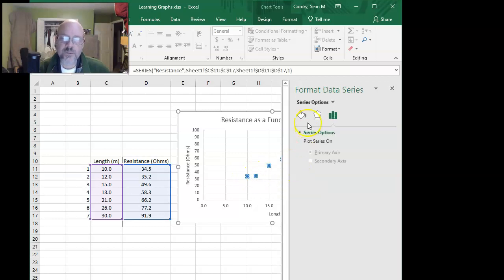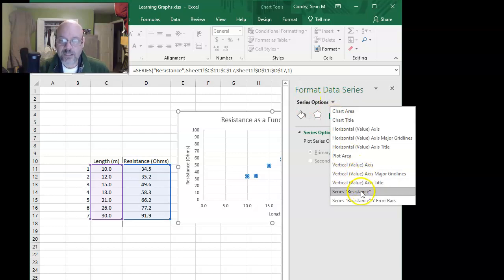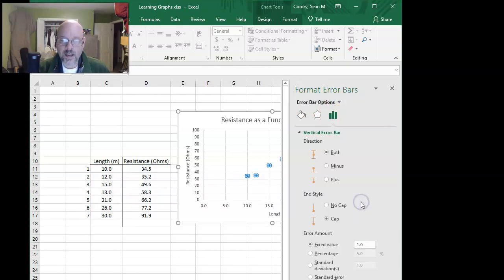What we can do is click on the series, and as long as we have this format window under series options, we can come down here and hit Y bars. We could be like, oh yeah, I don't know why I put 1 in there. That was dumb. It's actually 3.